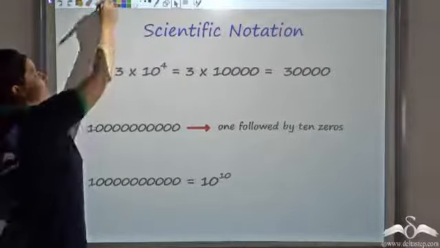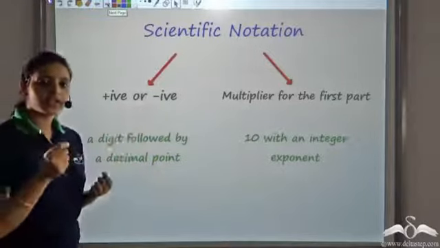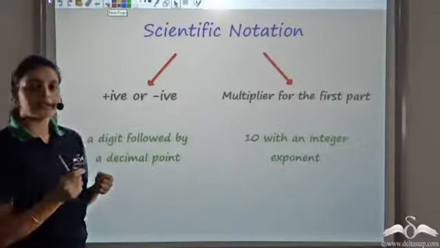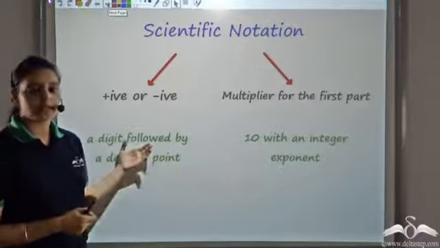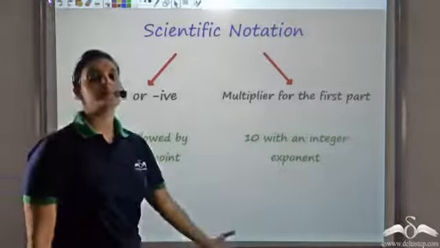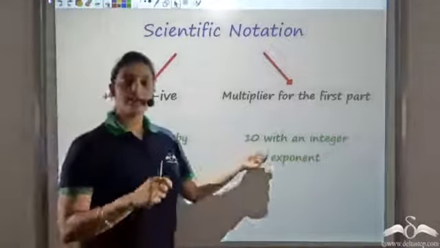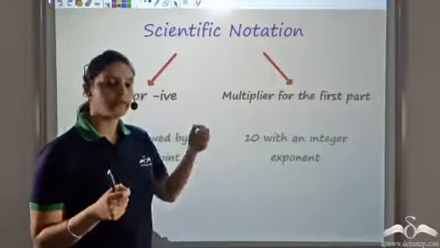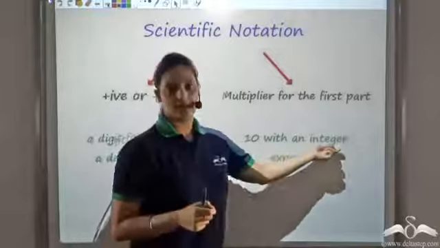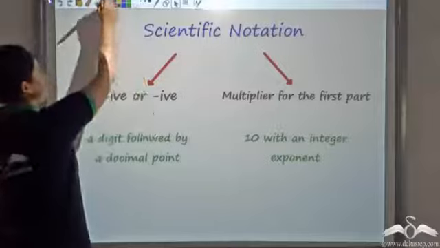Scientific notation has two parts. One is a number with one digit before the decimal point. After the first non-zero digit, we usually have a decimal point. That is the first part. The second part is a multiplier to the first part, and it is usually 10 to the power of some exponent. That exponent can be any integer. So these are the two parts of a scientific notation.